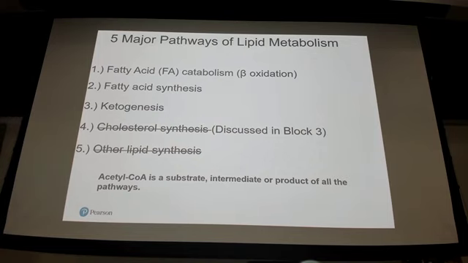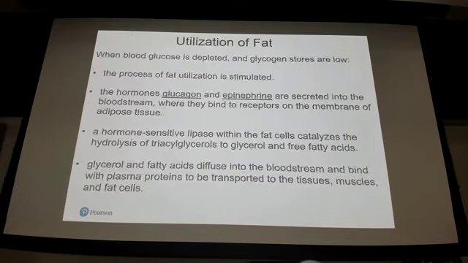We're going to spend most time talking about that. What's interesting about all of the lipogenic pathways is that they all either use or end up with acetyl-CoA. We're going to talk about 2 examples of that today.